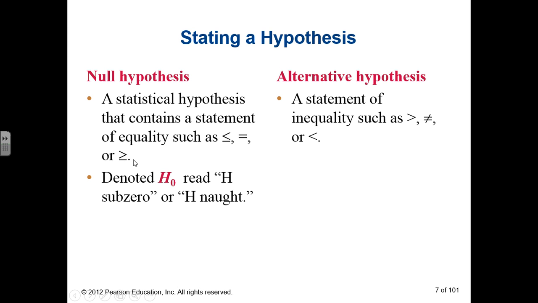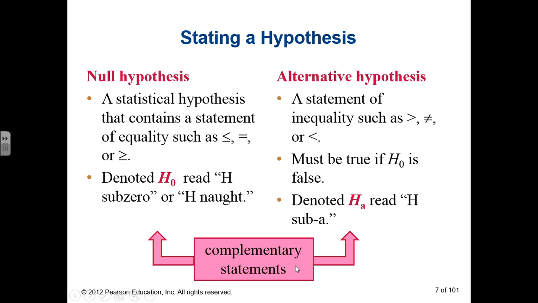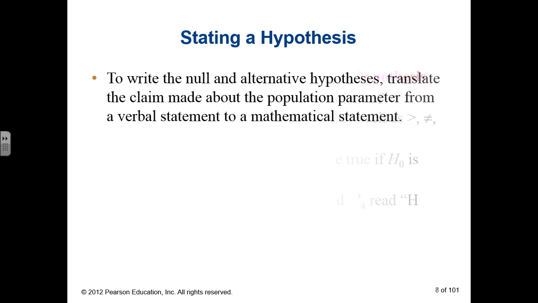Then the complement of these symbols: the complement of less than or equal to is greater than, the complement of equal is not equal, and the complement of greater than or equal to is less than. The words for this would be more than, is not, or less than. And we denote the alternative hypothesis with an H sub A. These are complementary statements, which means either this one is true or that one is true, but it can never be the case that they're both true or they're both false.